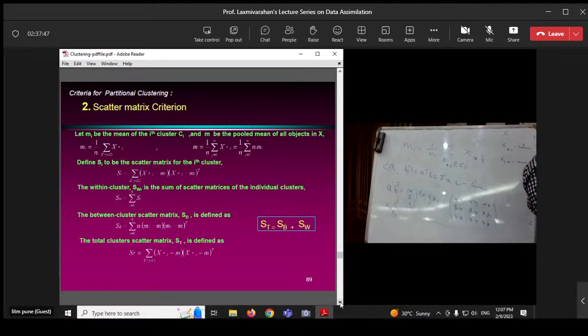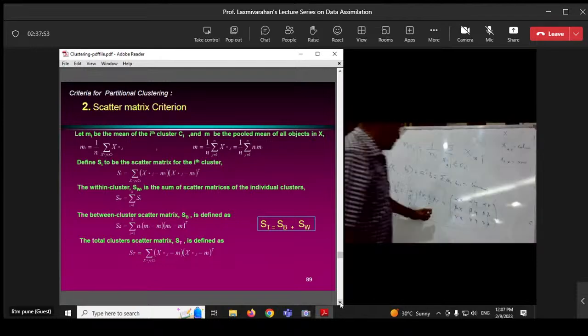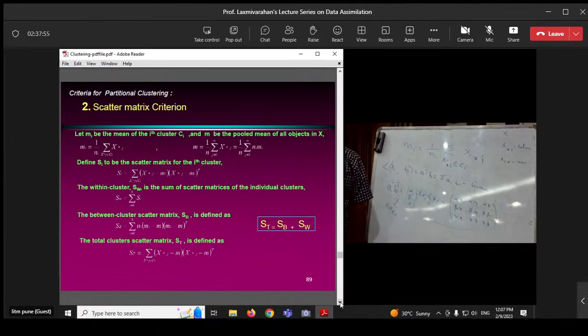Mi is a vector. X star j is a vector. This is the column, that is the row. That's the outer product matrix. Earlier, I used the inner product to get a scalar criterion. Now I'm using the outer product to get a matrix-based criterion. Do you see the difference, please?